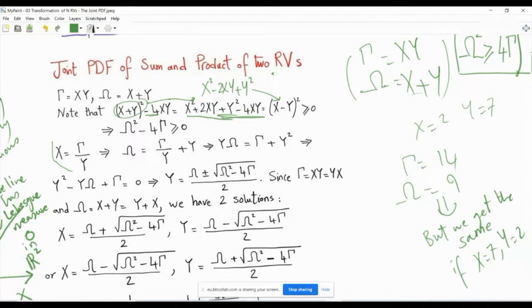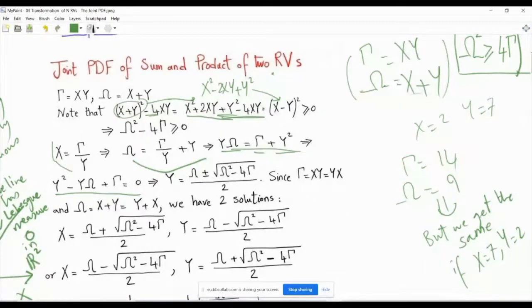So x is gamma over big Y, because gamma is the product. Then you can take this x and put it in the formula for the summation, and multiply both sides by big Y, so Y omega is equal to gamma plus Y squared. Here we have just one quadratic equation in Y, and if you solve it you get Y as a function of big omega and big gamma. This is our quadratic equation: Y squared minus Y omega plus gamma is equal to 0.